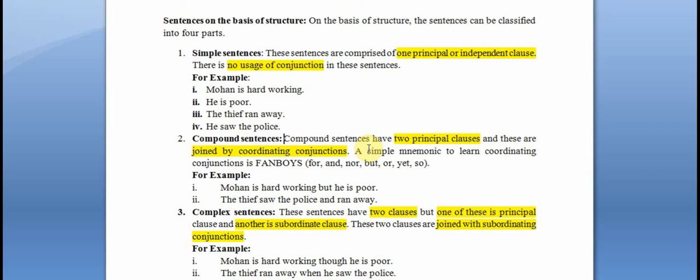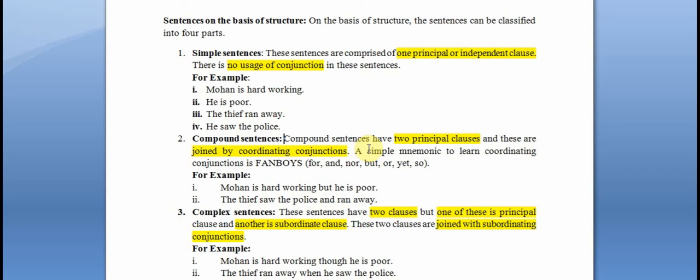There are 4 types of sentences on the basis of structure. These are simple sentences, compound sentences, complex sentences, and compound complex sentences. When we talk about simple sentences, these sentences are comprised of only one principal clause and it does not require any other clause to complete its meaning. And you will not find any conjunction in these sentences.